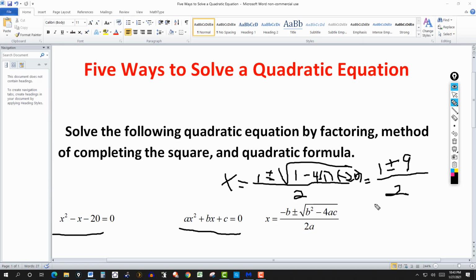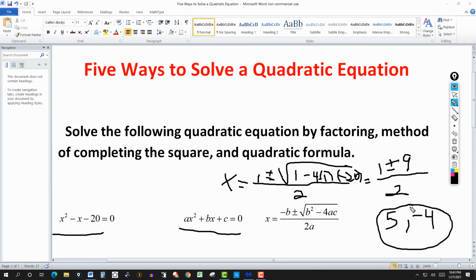Okay, so then we just compute. 1 and 9 is 10, divided by 2 is 5. And then we do the subtraction. Now 1 minus 9 is negative 8, divided by 2 is negative 4. And we get the same 2 answers we got using the factoring method and the method of completing the square.